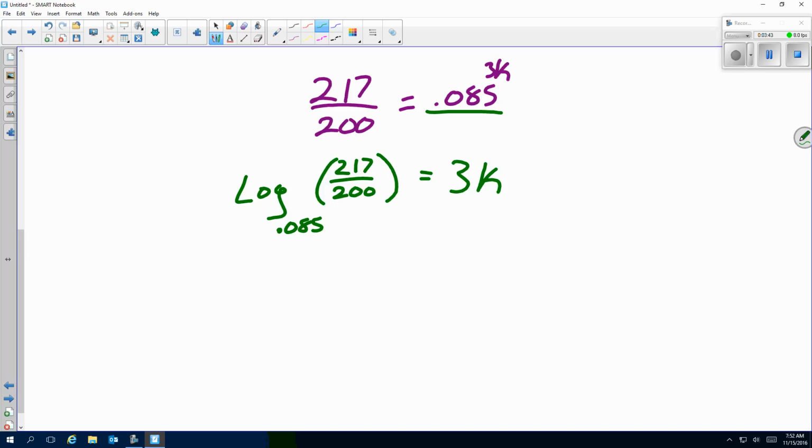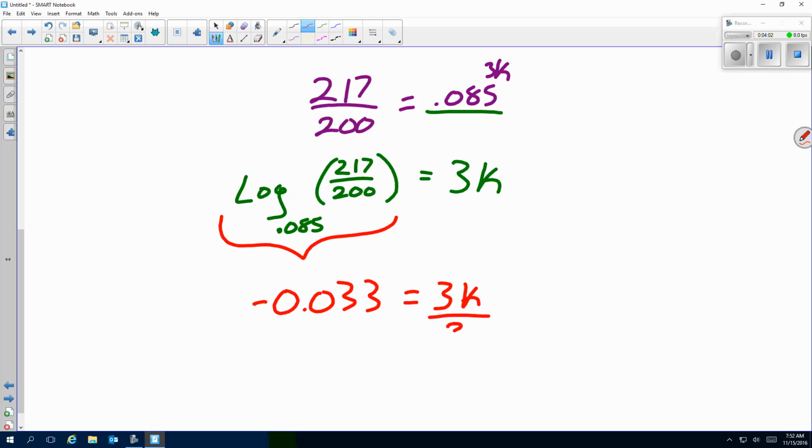If I type this into a calculator, I get some really big answer. I will tell you what that answer is. It should be like a negative 0.03, I'm just going to go with that for now, equals 3k. And I can now divide by this 3, and I can make a statement that my k value is equal to negative 0.011.